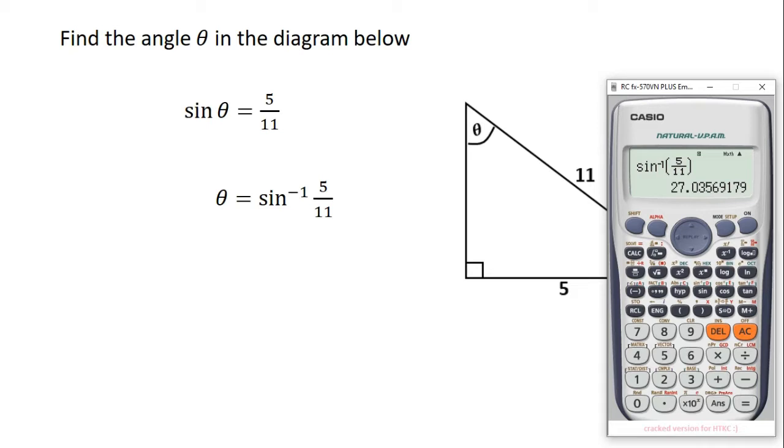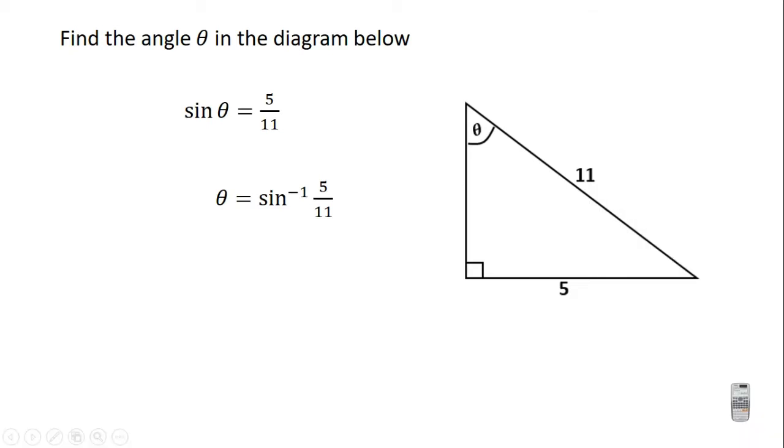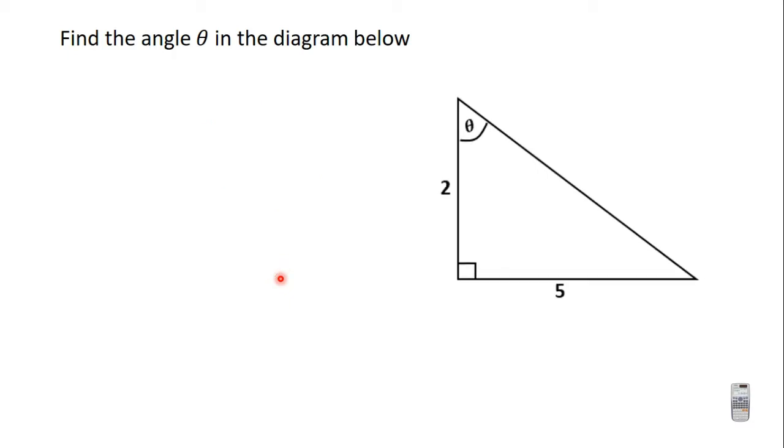So we have 27.035. The number continues on and on. I'm rounding the answer to 1 decimal place. So theta is equal to 27.0 degrees or 27 degrees. So the value of this angle here, if the hypotenuse is 11 and the opposite side is 5, is 27 degrees. Let's consider the next question.